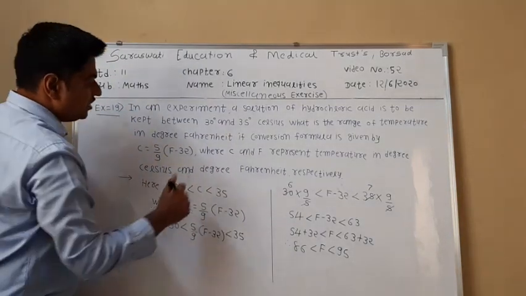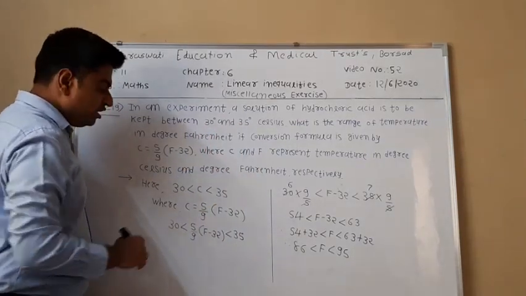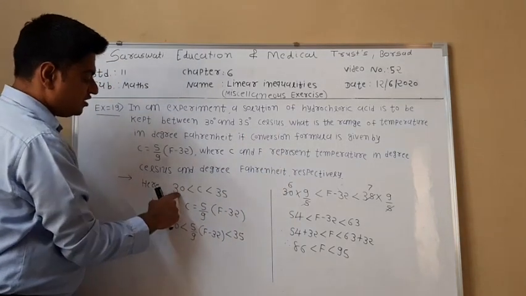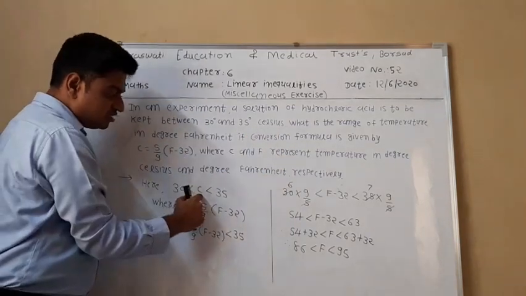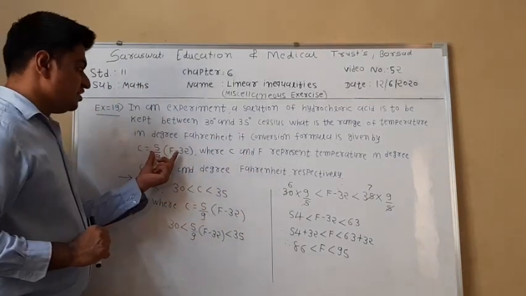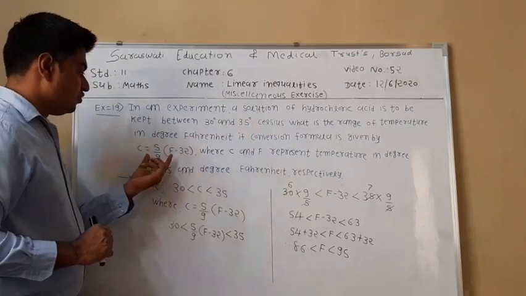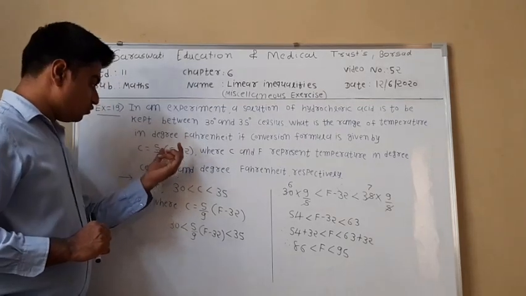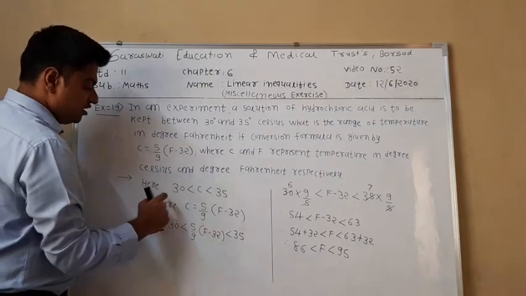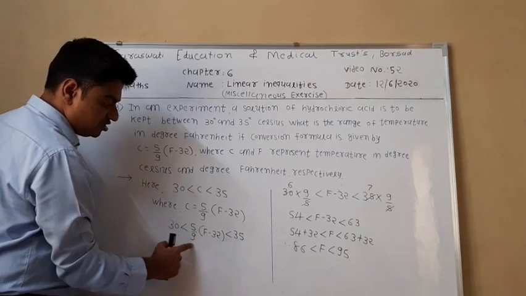Once again, here 30 degrees and 35 degrees in Celsius form, so we can write 30 < Celsius < 35. Now the equation is given, convert to Fahrenheit. Here the conversion formula is C = 5/9 (F - 32). So we write this formula and substitute this value in place of C.